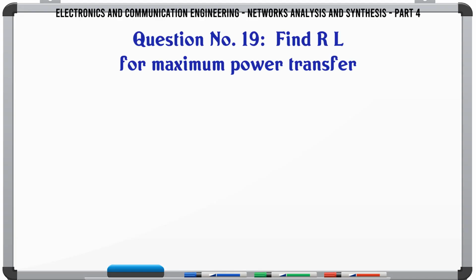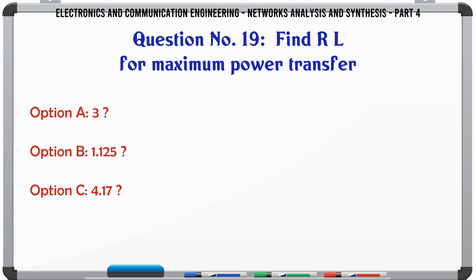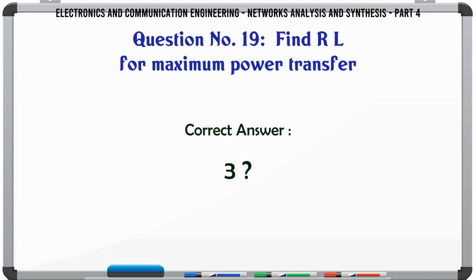Find RL for maximum power transfer. A: 3, B: 1.125, C: 4.17, D: none. The correct answer is 3.